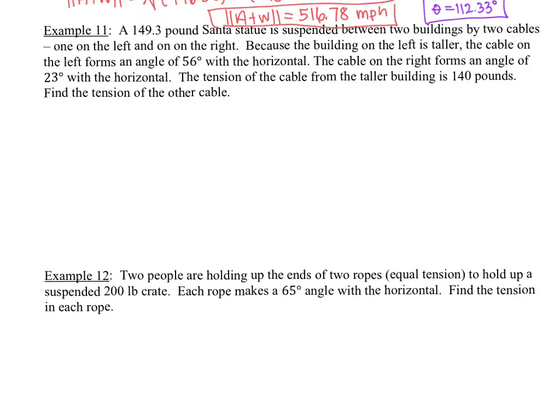Okay, we're going to do 2 more examples. Examples 11 and 12 are going to use the component form, but with a little bit of a different idea. In this case, it says a 149.3 pound Santa statue is suspended between 2 buildings by 2 cables, one on the left and one on the right. Because the building on the left is taller, the cable on the left forms an angle of 56 degrees with the horizontal. The cable on the right forms an angle of 23 degrees with the horizontal. The tension of the cable from the taller building is 140 pounds. Find the tension of the other cable.